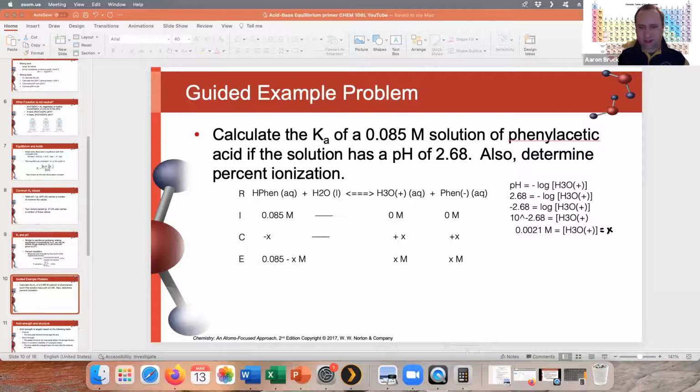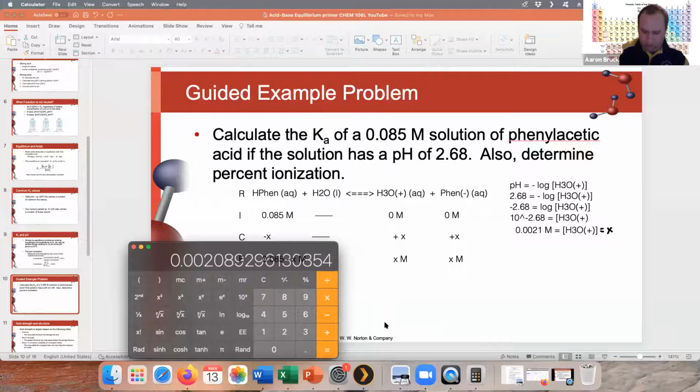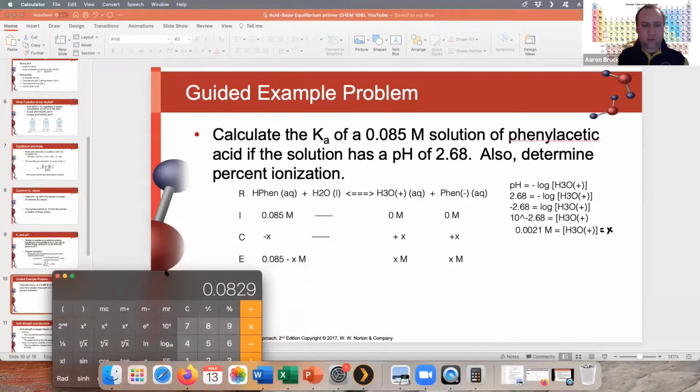0.085 minus X would give us 0.085 minus 0.0021. So we get 0.0823 molar as our phenylacetic acid concentration. For our hydronium concentration, it's still the 0.0021 molar, as it is for the phenylacetate as well.